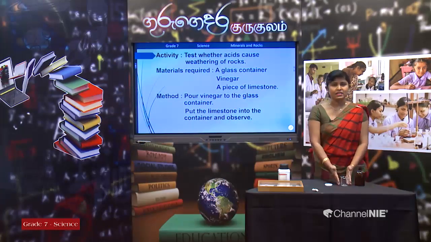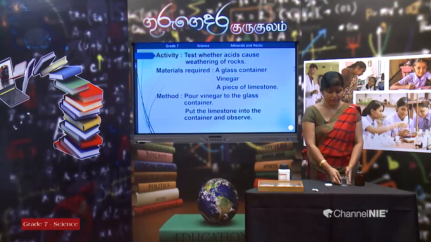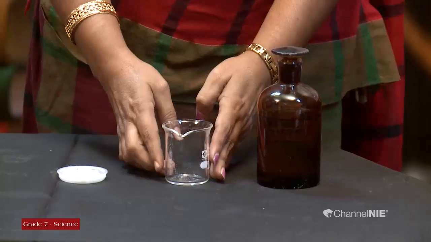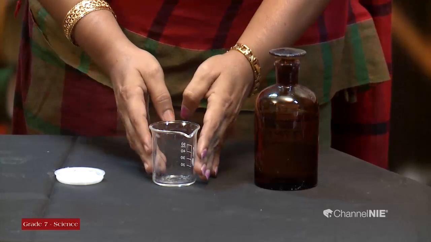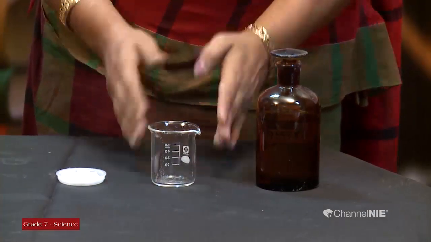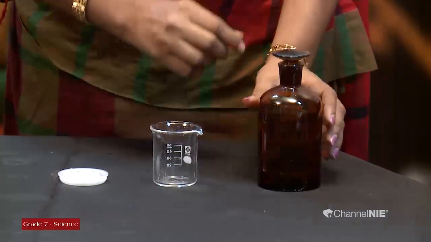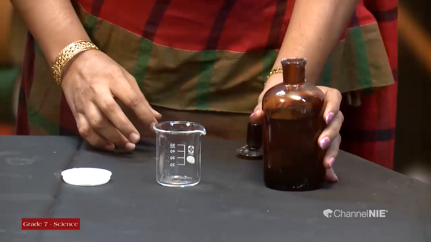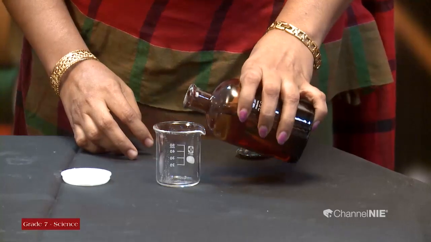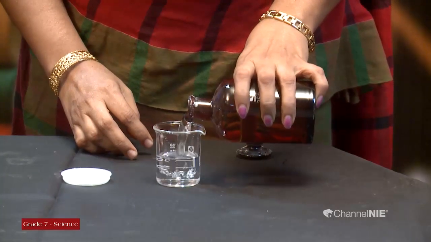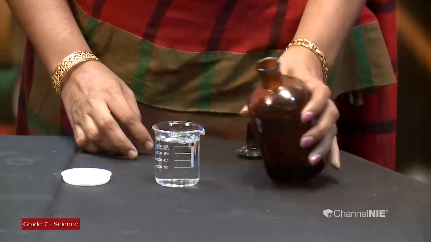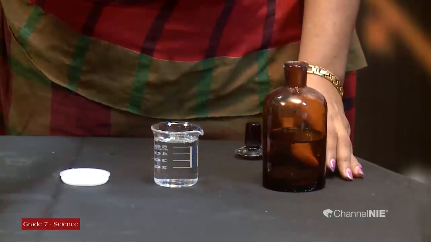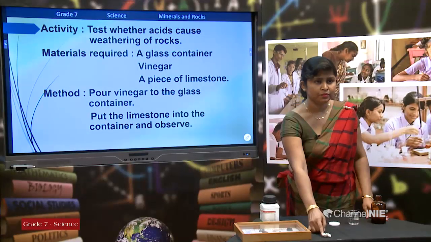Here is a glass container. I have got a small beaker, right? You can easily get the observations using this glass beaker. And in this bottle, there is vinegar. Then I am going to put some vinegar into the beaker in this way.